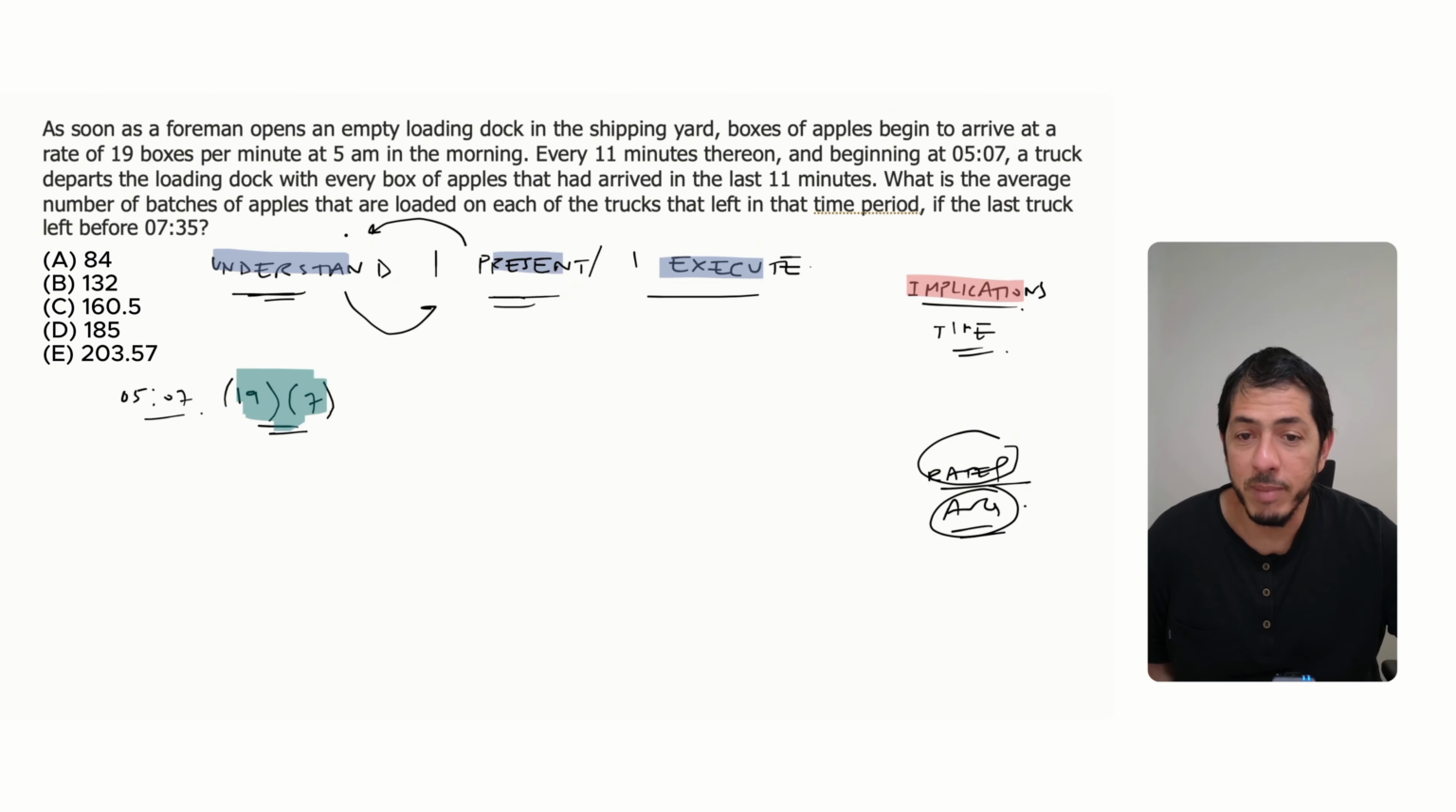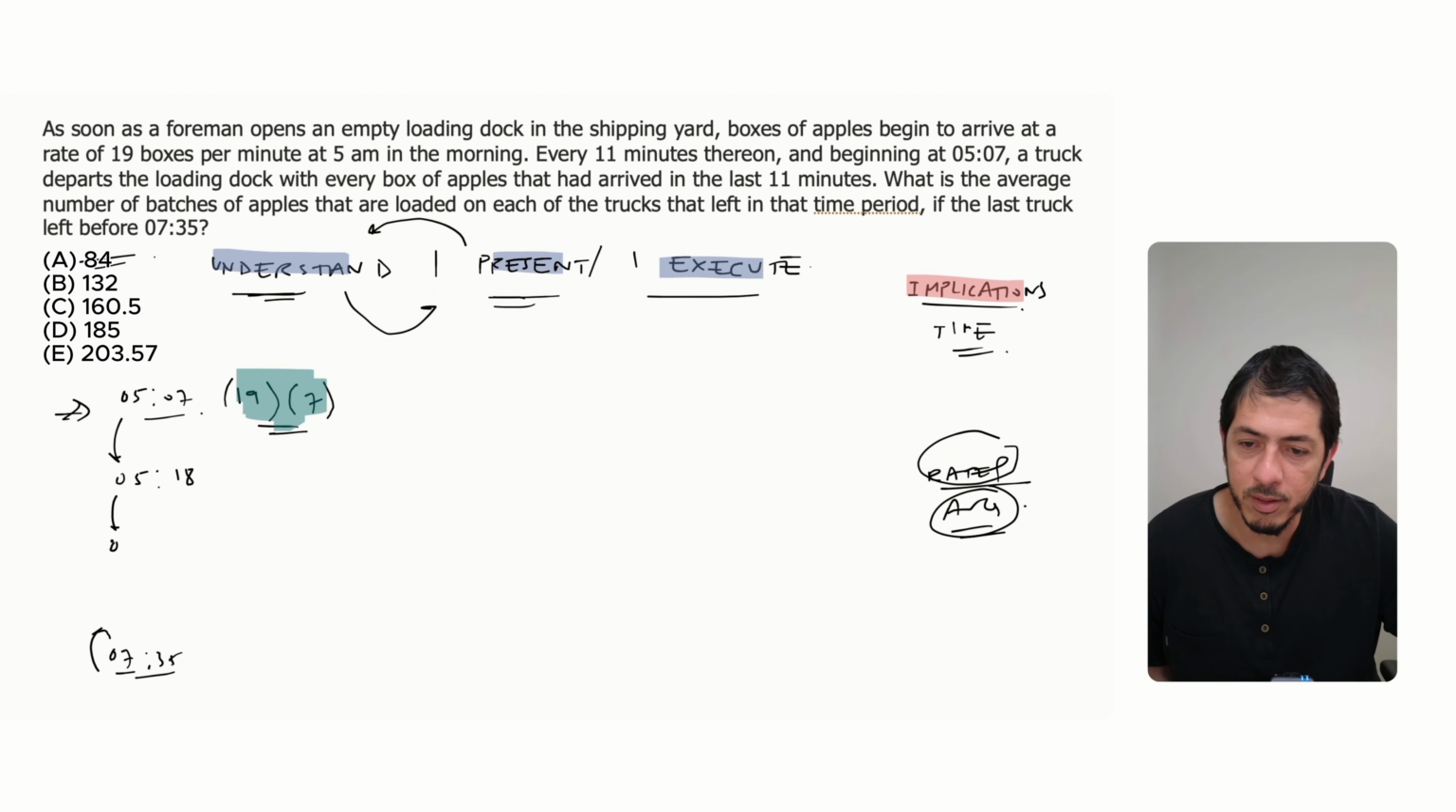What is the average number of batches of apples that are loaded on each of the trucks that left in the time period if the last truck left before 7:35? So the last truck left at or before 7:35, and the first one had left at 5:07, and after that, every 11 minutes, you have these trucks leaving. So the next one will be at 5:18, and then the one after that at 5:29, and then another 11. Whatever's been there has been loaded and shipped. So how many are those? That's 19 times 11 per minute.